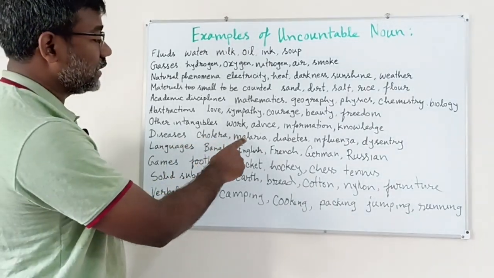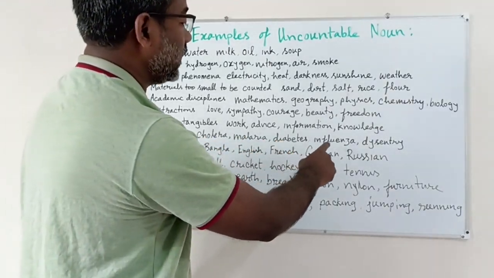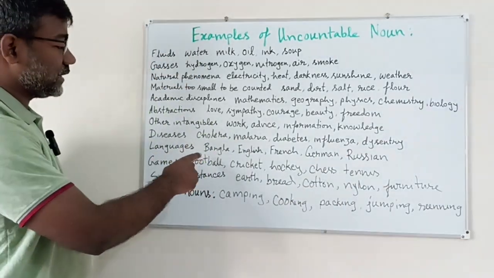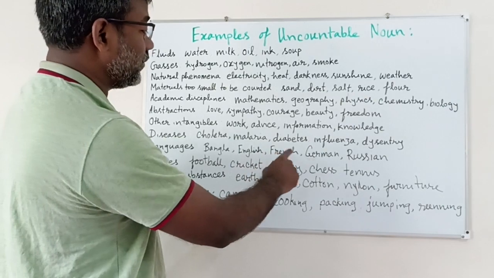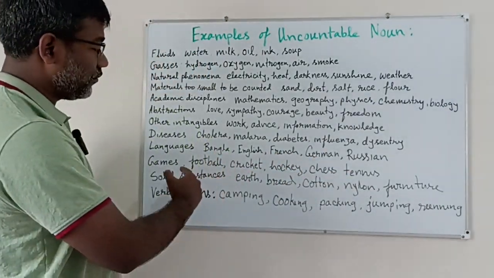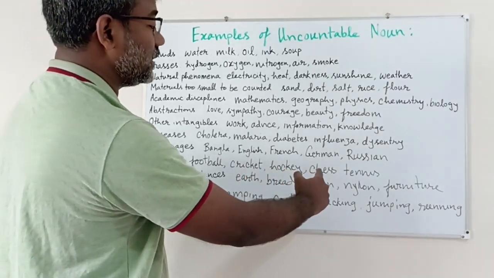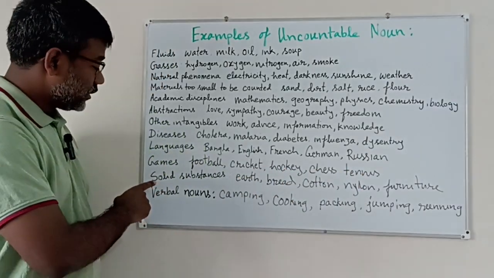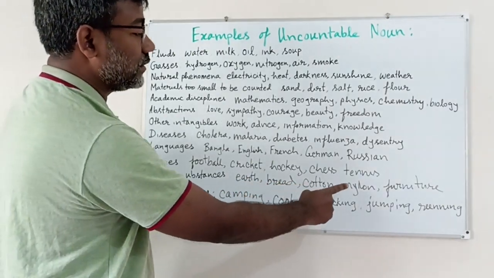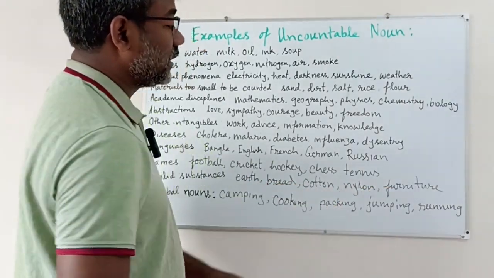Diseases: cholera, malaria, diabetes, influenza, dysentery. Languages, the names of languages: Bangla, English, French, German, Russian. Games: football, cricket, hockey, chess, tennis. Solid substances: earth, bread, cotton, nylon, furniture.